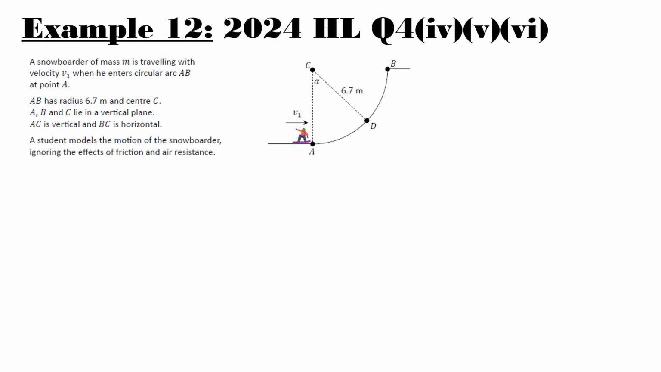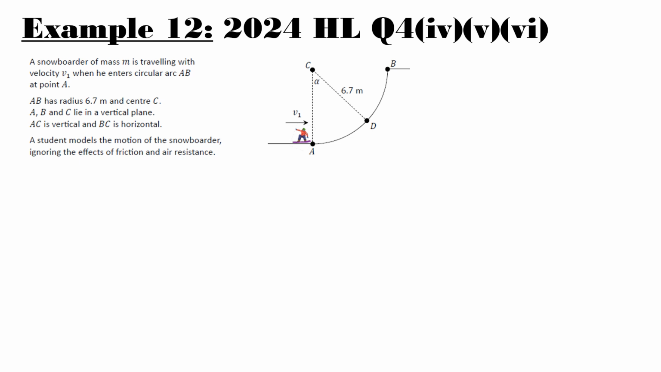This question is from the 2024 higher level paper and it's question 4. A snowboarder of mass m is traveling with the velocity v1 when he enters circular arc AB at point A. And we can see that in the diagram on the right. AB has radius 6.7 meters and center C. A, B and C lie in a vertical plane. And AC is vertical, BC is horizontal.